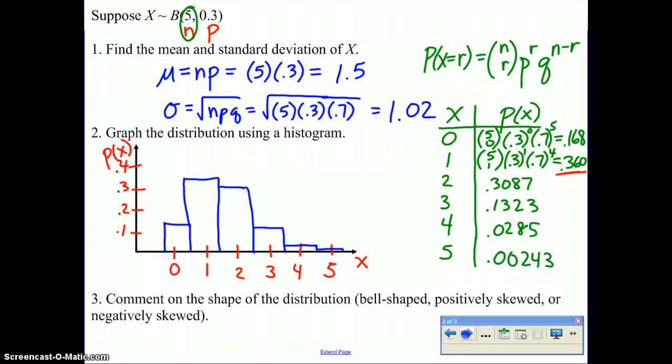So last thing we're asked to do is to comment on the shape of the distribution. In other words, is it bell-shaped? Is it positively skewed? Or my computer just went blank.